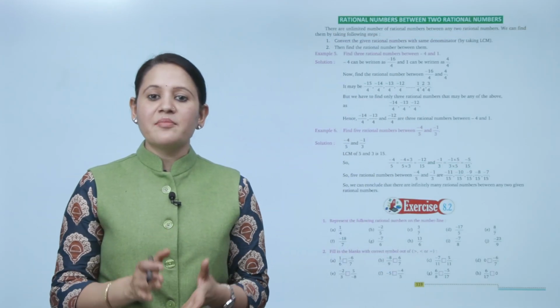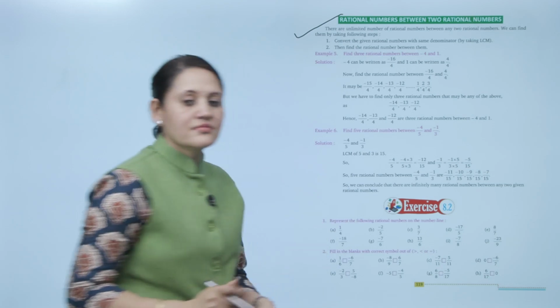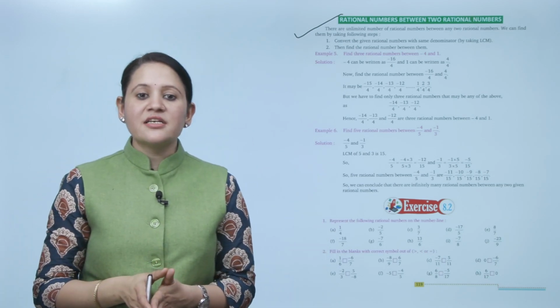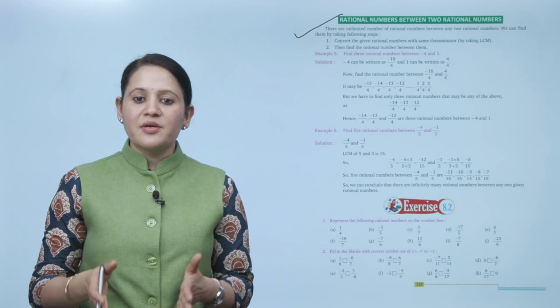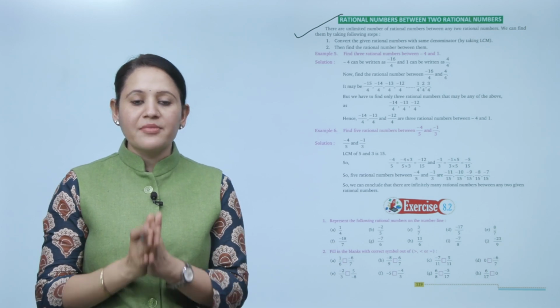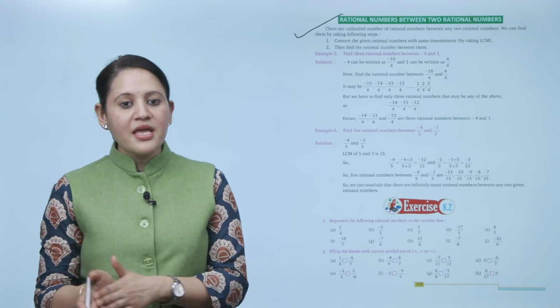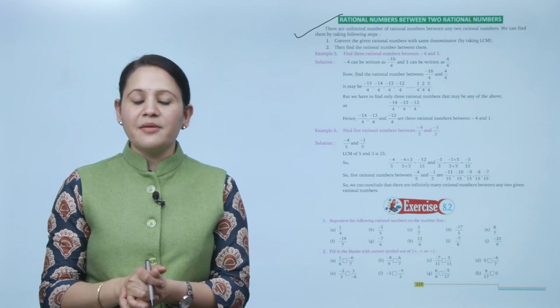Next is rational numbers between two rational numbers. There are unlimited rational numbers between any two rational numbers. We can find them by taking the following steps. First, convert the given rational numbers to the same denominator by taking the LCM. Then find the rational numbers between them.